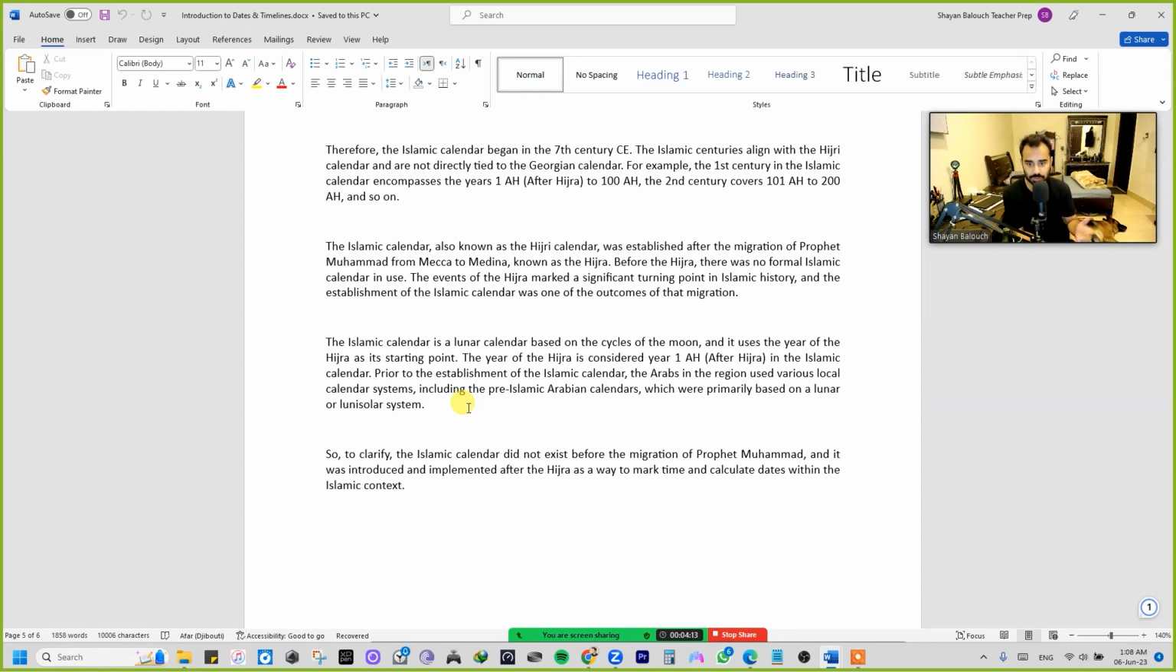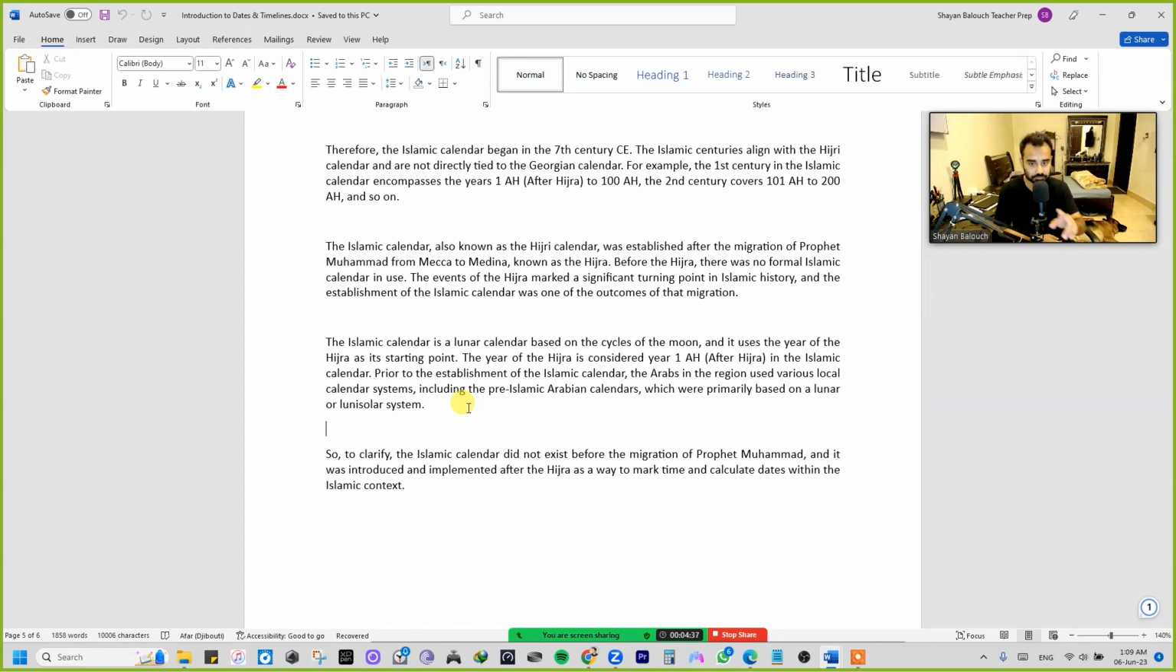And to be continued, the year of the Hijrah is considered year 1 AH, meaning after Hijrah, in the Islamic calendar. Prior to the establishment of the Islamic calendar, the Arabs in the region used various local calendar systems, including the pre-Islamic Arabian calendars, which were primarily based on the lunar or lunisolar calendar.